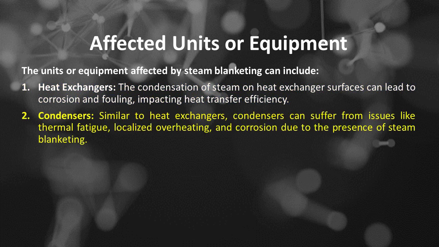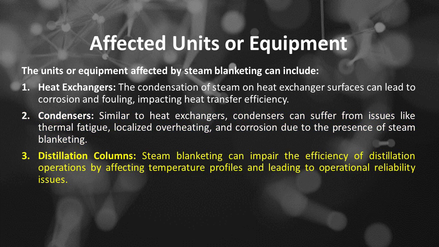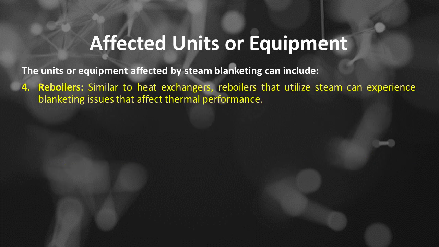Number 2 is condensers. Similar to heat exchangers, condensers can suffer from issues like thermal fatigue, localized overheating, and corrosion due to the presence of steam blanketing. Number 3 is distillation columns. Steam blanketing can impair the efficiency of distillation operations by affecting temperature profiles and leading to operational reliability issues. Number 4 is reboilers. Similar to heat exchangers, reboilers that utilize steam can experience blanketing issues that affect thermal performance.